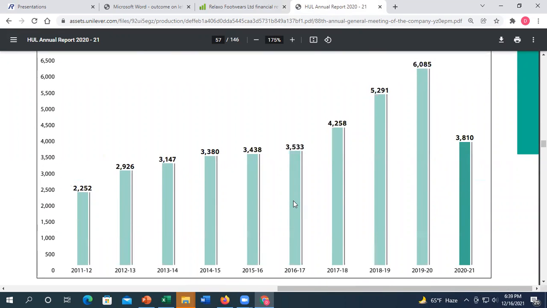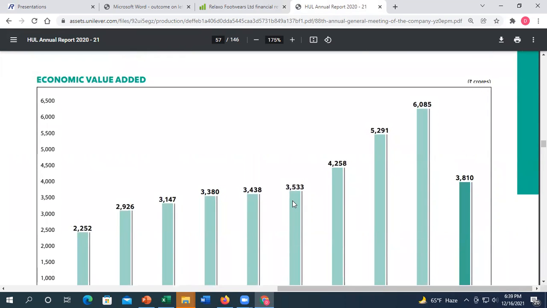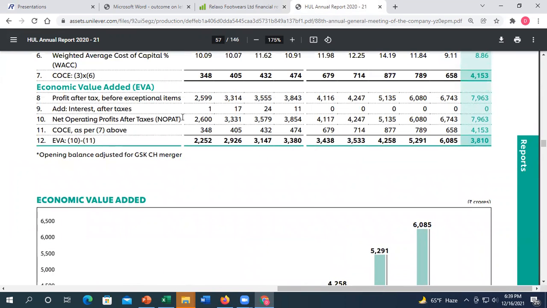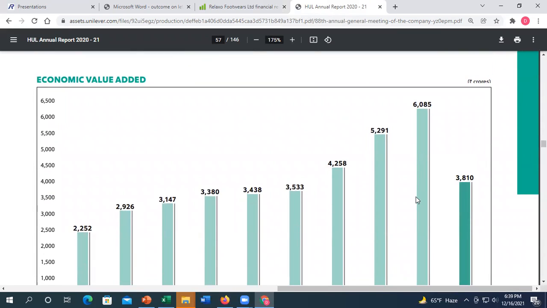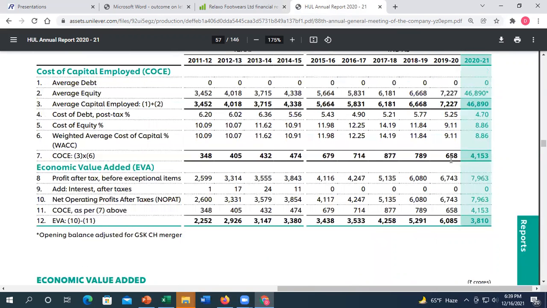Often we have a temptation to say that it may be because of COVID, but in fact it is not because of COVID, because we can see that the operating profit has been rising: 5,000 crores, 6,000 crores, 6,700 crores, 7,900 crores. So the decrease in EVA is not because of a decrease in NOPAT. So it is not because of COVID, but because of the increase in the capital charge. And why did the capital charge increase?